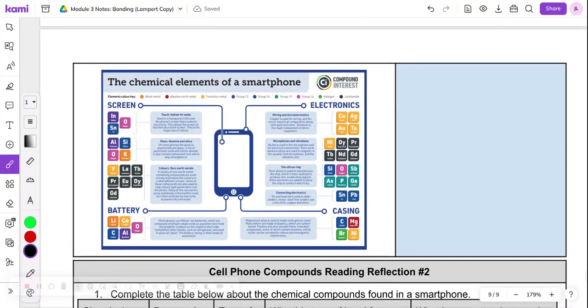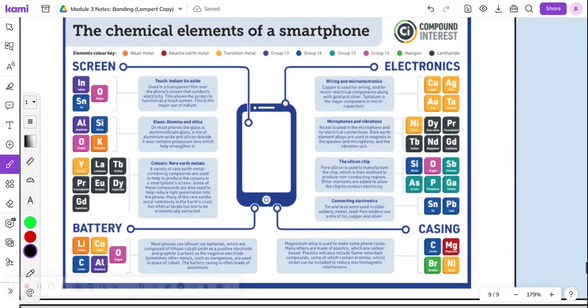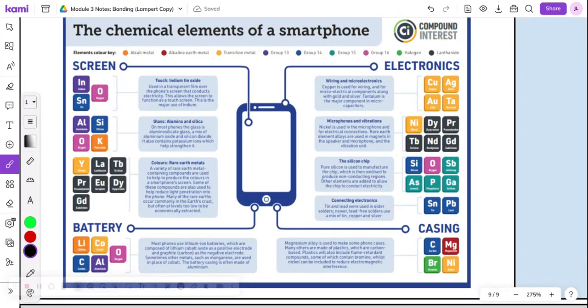Now, the last part here is, remember, this whole module, the goal was to understand what is in your phone. When we first read through the article, maybe you were a little bit confused about what was present. Now, hopefully it makes a little bit more sense, right? We have some things that are pure metals, other things that are ionic, and other things that are covalent. So now you can go back through and try to identify which of these things are ionic, which are covalent, and which are metallic.